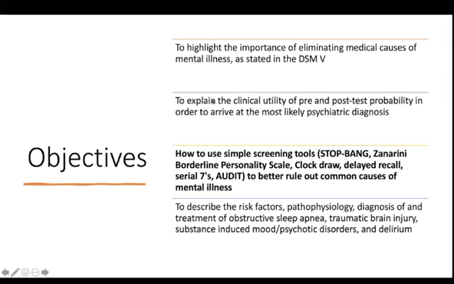That finishes our second point. So we're whizzing right through this. So now the next question is, how do we increase our clinical acumen even more by using simple screening tools? But just to summarize what we've just covered, again, medical causes are important causes of mental illness.